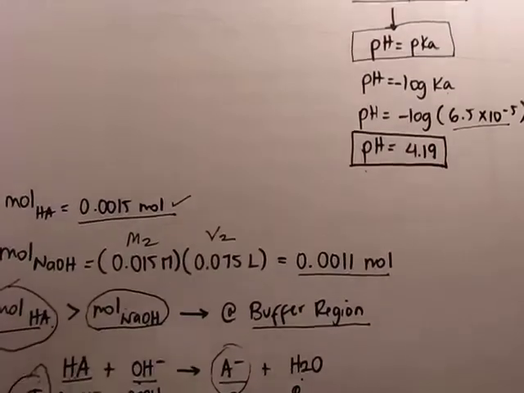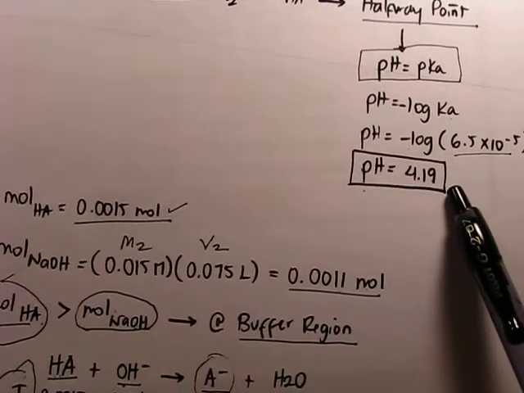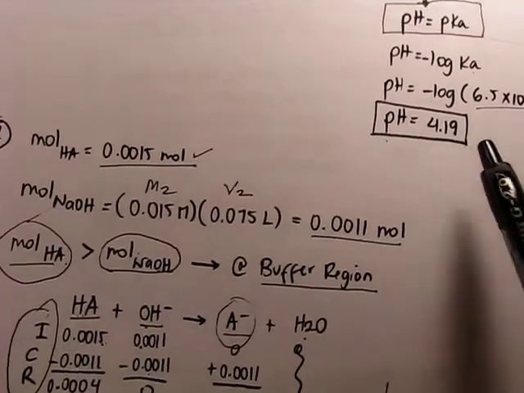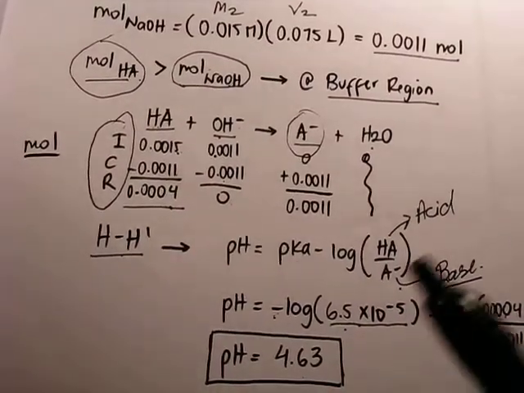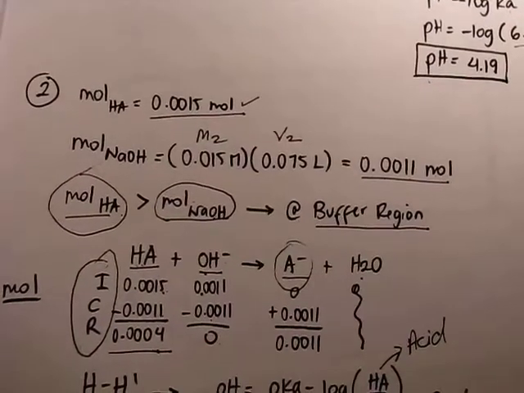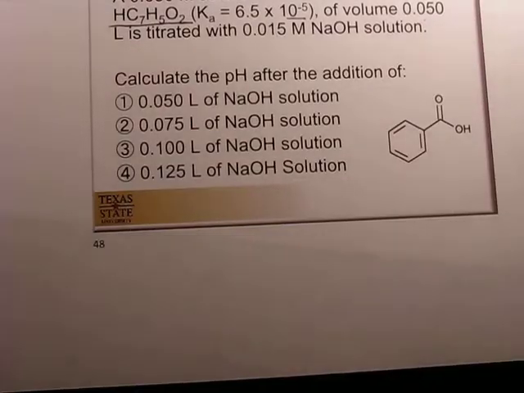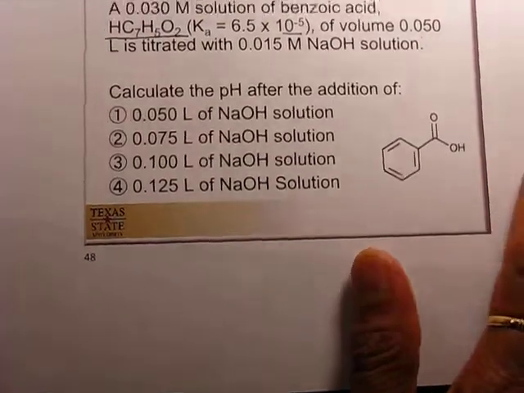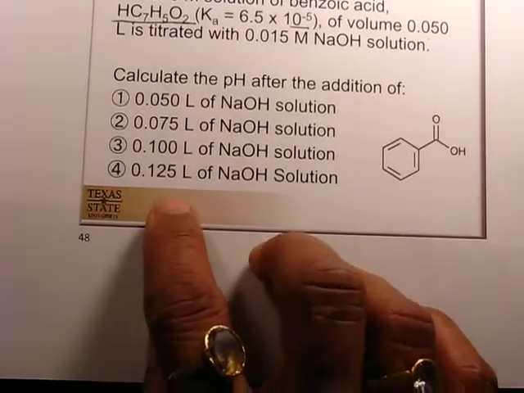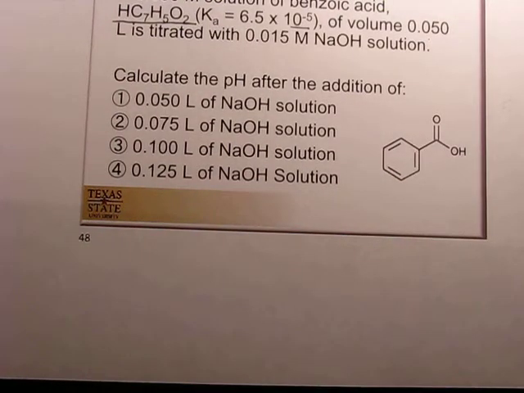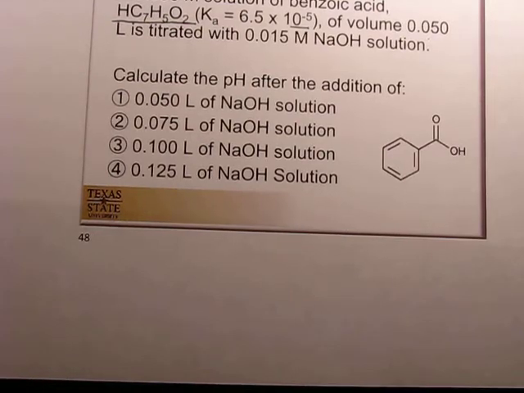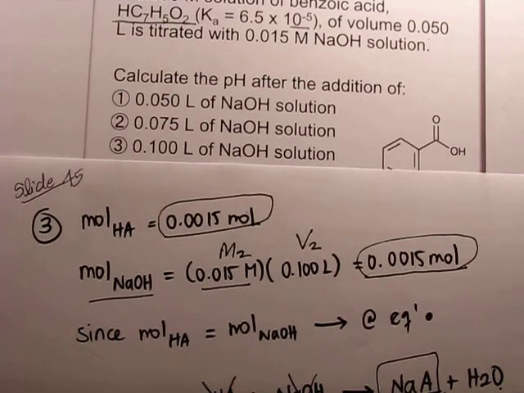So here you can see, as we are adding more and more NaOH, the pH has increased from 4.19 to 4.63. Now the third situation is this one. Now in the third condition, they are saying we are going to add 0.1 liter of NaOH. So let's start working on this one.